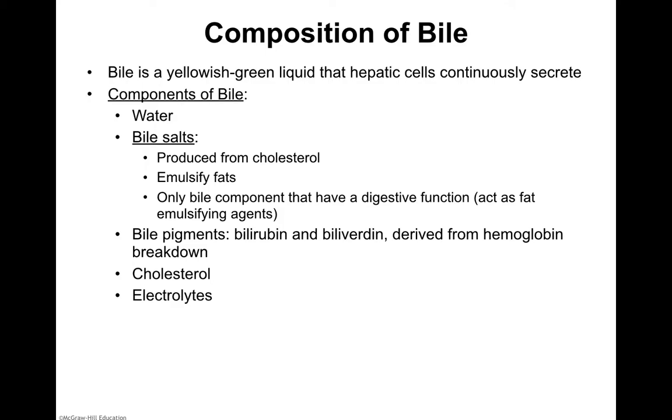It allows the fats to be emulsified. When the fats can get into solution, they can be absorbed by the body. It's very difficult to absorb fats otherwise. The bile pigments would be bilirubin, biliverdin. They're both derived from the breakdown of hemoglobin. The cholesterol and electrolytes are also present.